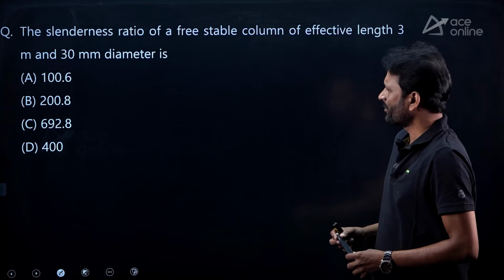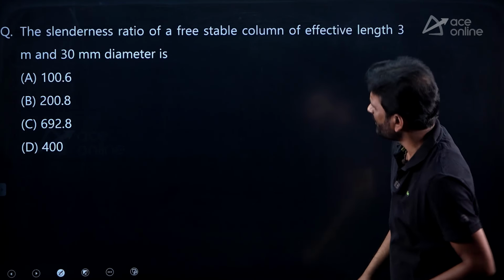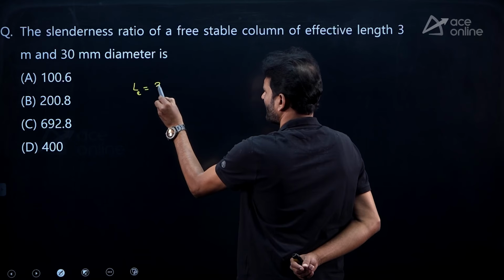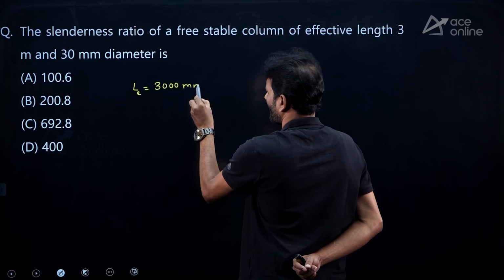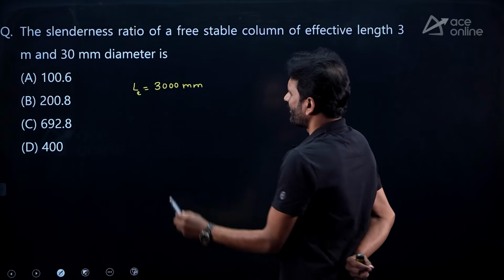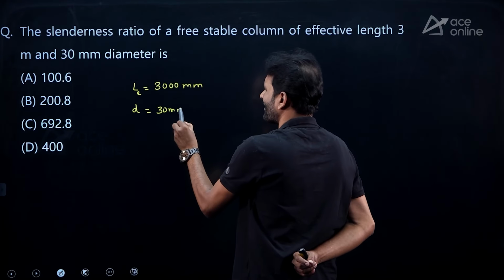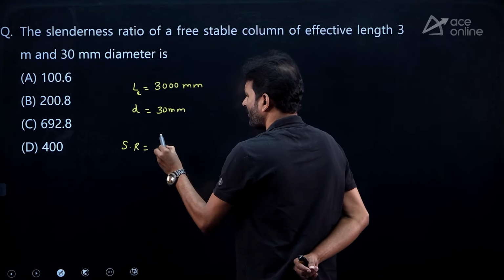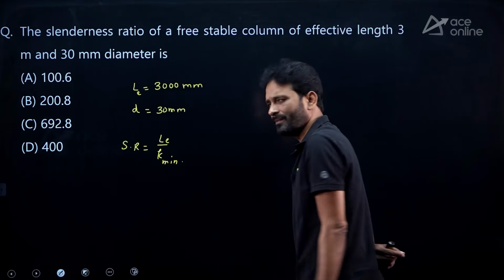Yes, this is from columns. The slenderness ratio of a column of effective length 3 meters. So effective length is already mentioned as 3 meters, which I can speak in terms of millimeters. The diameter of the column is given as 30 millimeters. What we require is the slenderness ratio. How to get the slenderness ratio? It is the ratio of effective length of the column to the minimum radius of gyration.